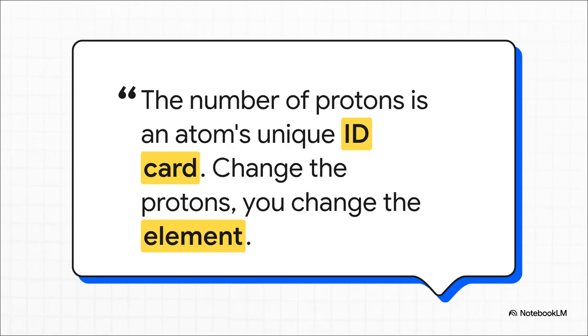So, let's start with the big one, the particle that tells an atom what it is, the proton. This rule is absolute. It's non-negotiable. An atom with 8 protons is always an atom of oxygen. If it had 7, it'd be nitrogen. If it had 9, it'd be fluorine. You can change other things about an atom, but the second you change the number of protons, you've changed the element itself. The proton count is everything.